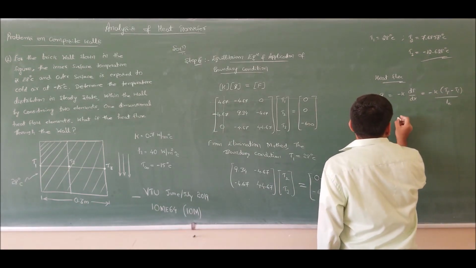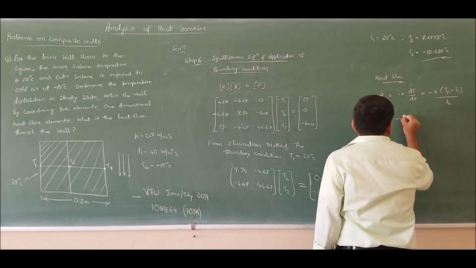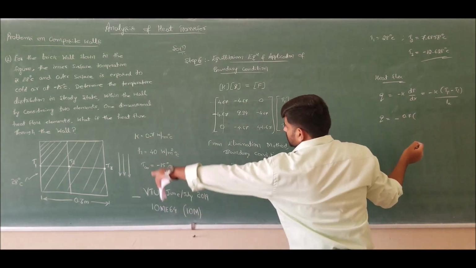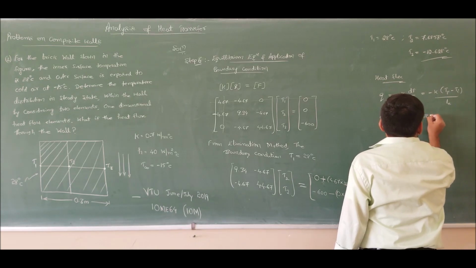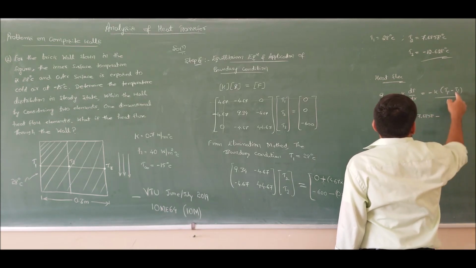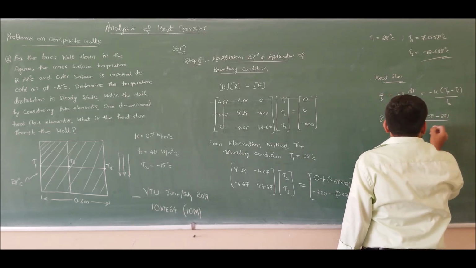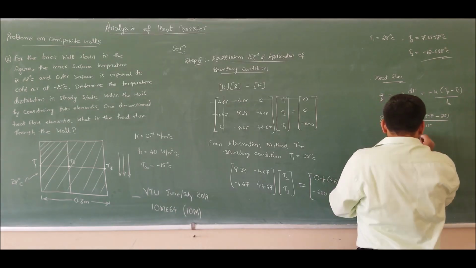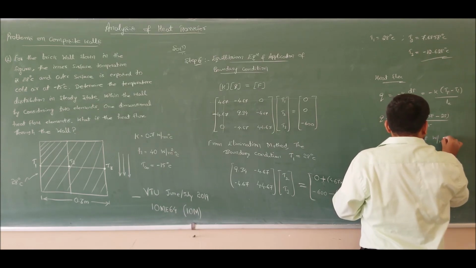So q is equal to minus, if I use element 1, the value of k is 0.7, final node for element 1 is 2, that is T2, 7.6858, minus initial node for element 1, which is 28, divided by length of the element, which is 0.15. I will get the value of q as 94.8 watt per meter square.